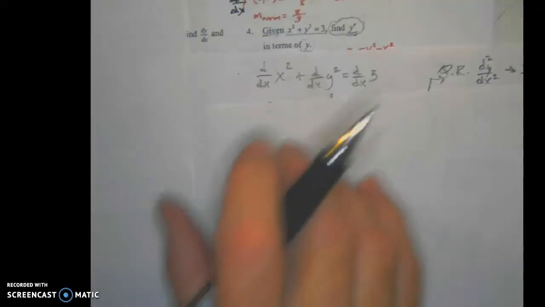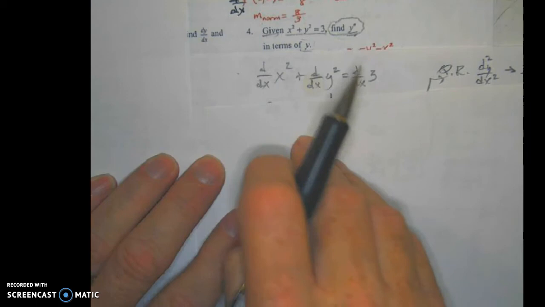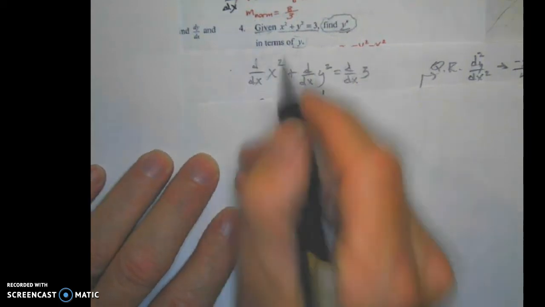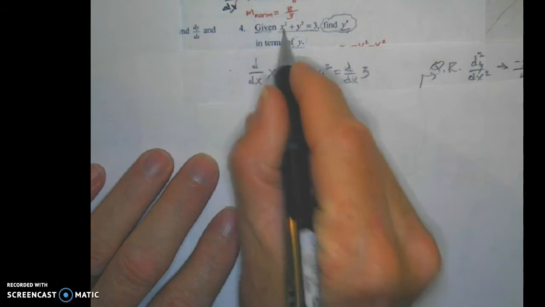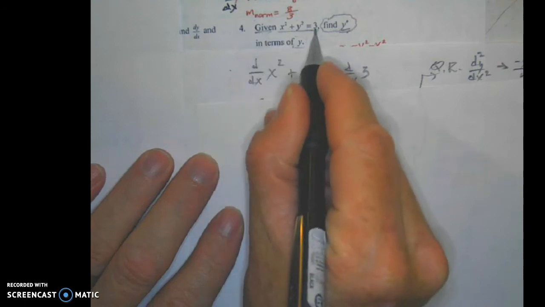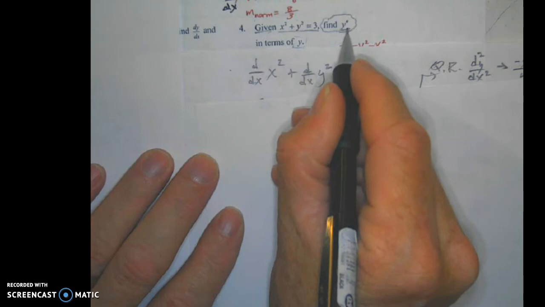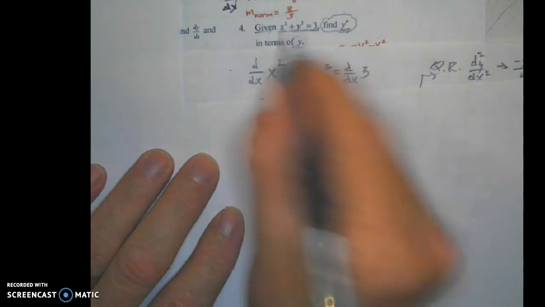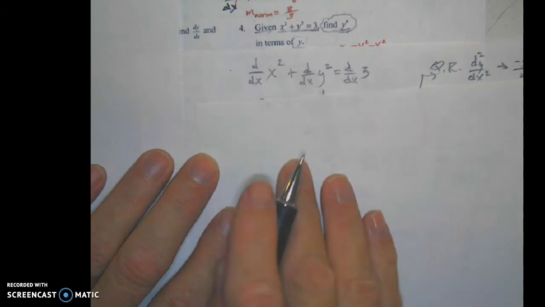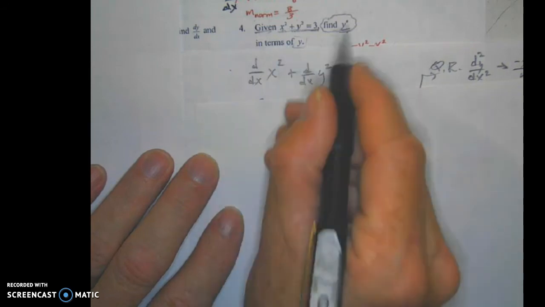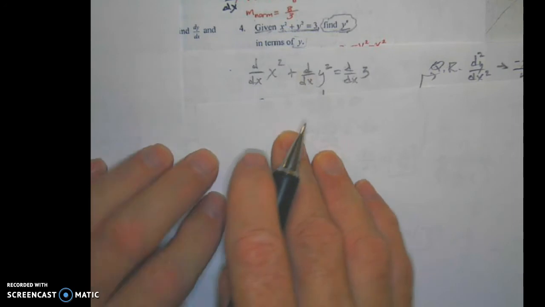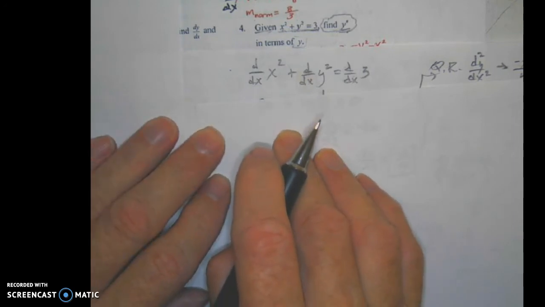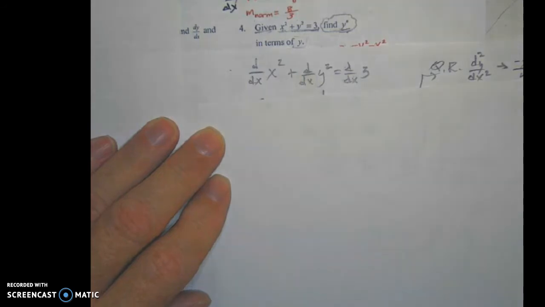Number 4 example out of the 3.4 lesson is one worth going over carefully. They give you x squared plus y squared equals 3, and you have to find the second derivative. Keep in mind this expression because it'll come in handy later. What we're going to do is find y double prime in terms of y.